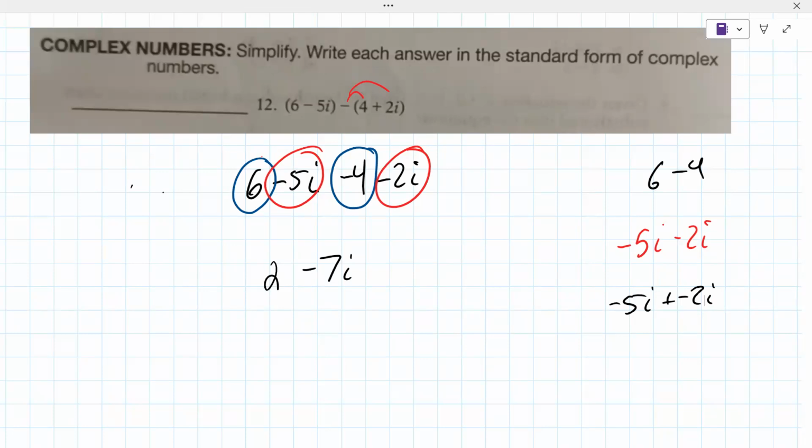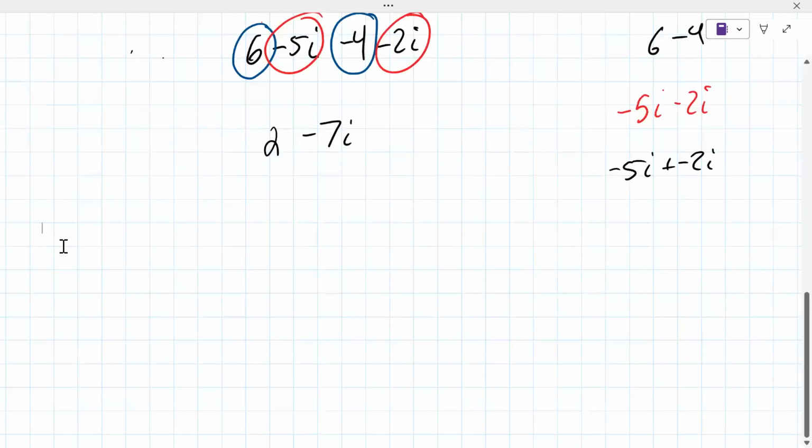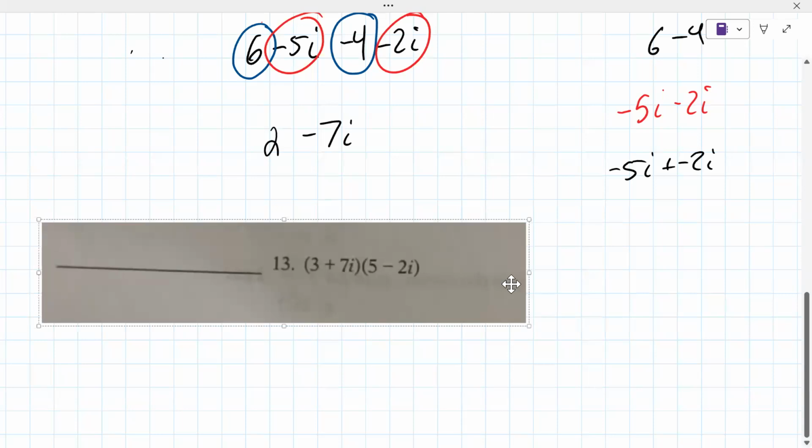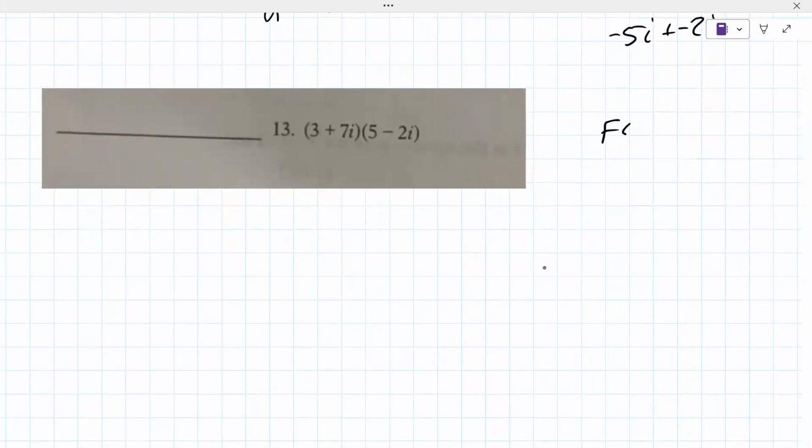Okay, number 13. Are you ready for that? Just so you're writing things down, you're going to FOIL this again. So 3 times 5, 15. Okay, 3 times minus 2i.